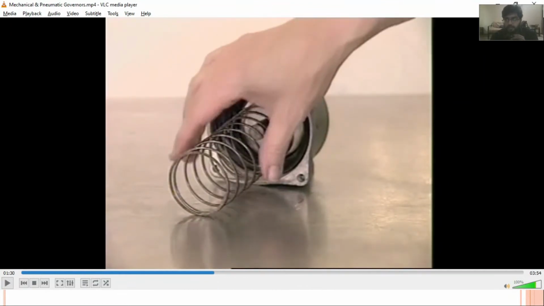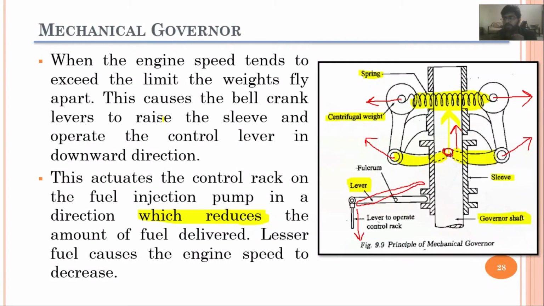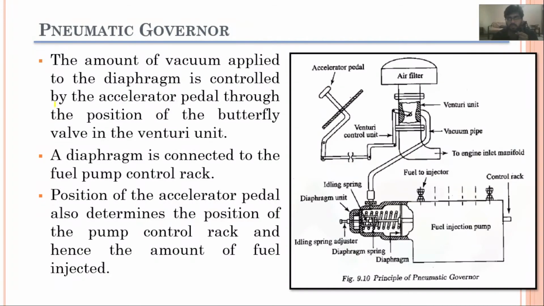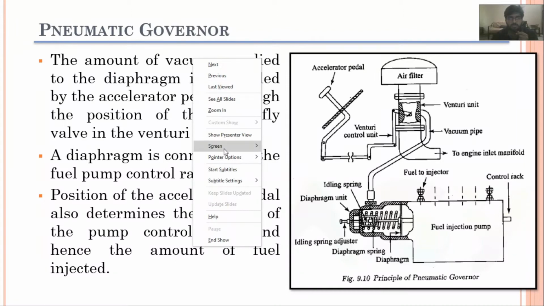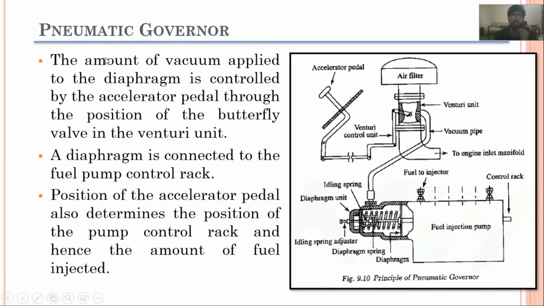Okay, next, this is the pneumatic governors example, pneumatic governors video. I will first discuss the details regarding this pneumatic governor, then move towards the video. So this is the typical schematic of the pneumatic governor.